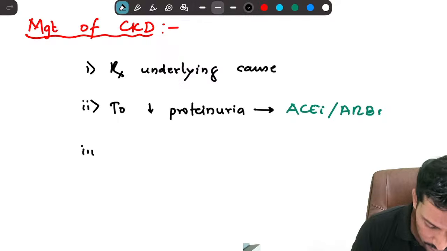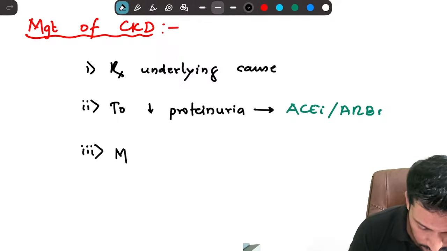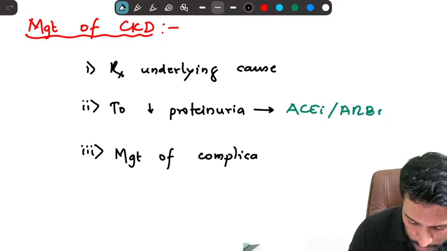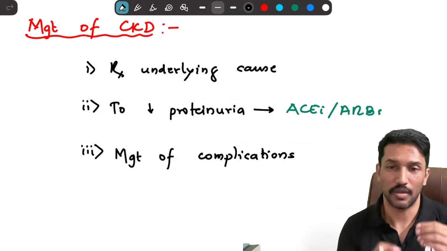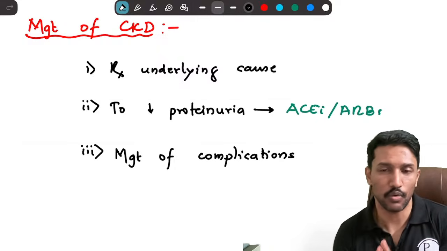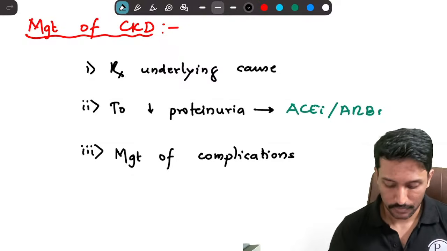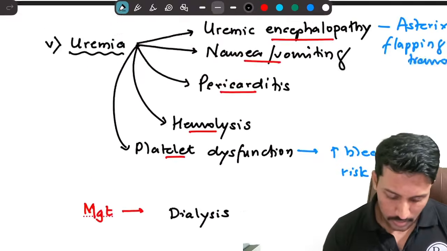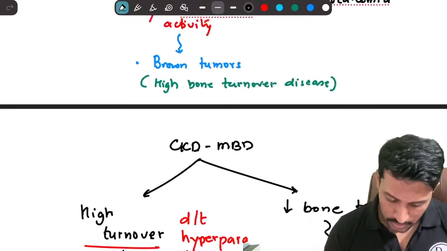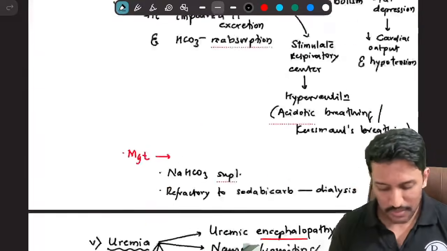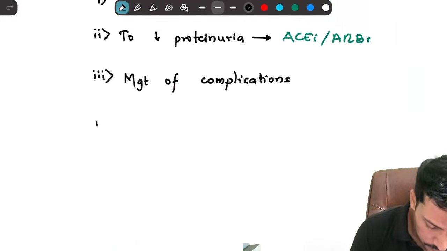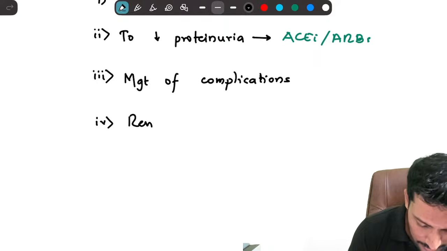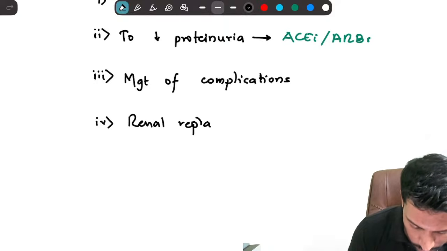Then third, management of complications. So individual complications we have already discussed. How do we manage anemia? How do we manage CKD related mineral bone disease? How do we manage acidosis? How do we manage fluid overload? All of that we have discussed, right? Apart from that, what else can I do for these patients? The fourth one is renal replacement therapy.